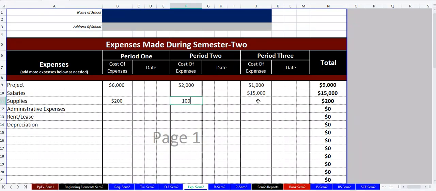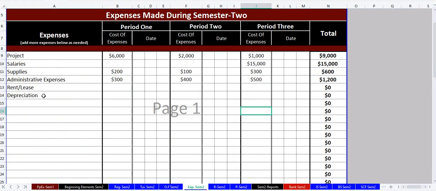So we spend $100 during period 2, and then period 3 we spend 300. Great. Then administrative expense: first period we only spend 300, second period we spend 400, and the last period we spend, let's say, 500. That's administrative expense.